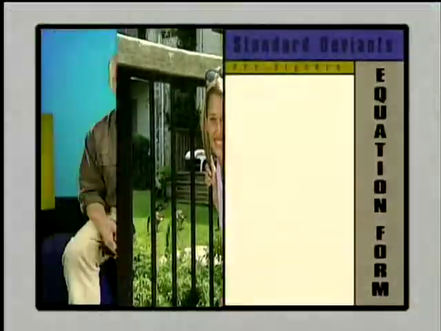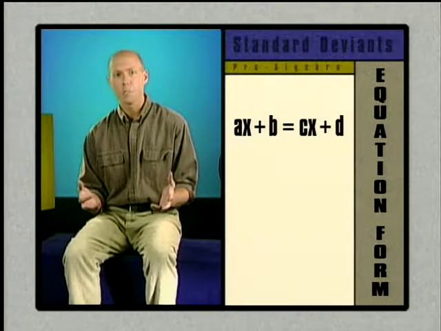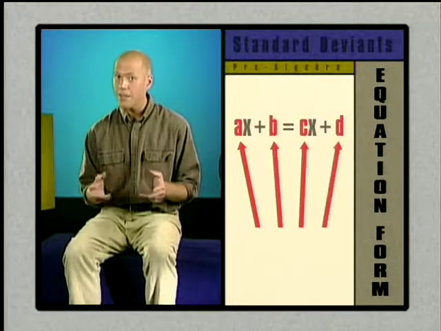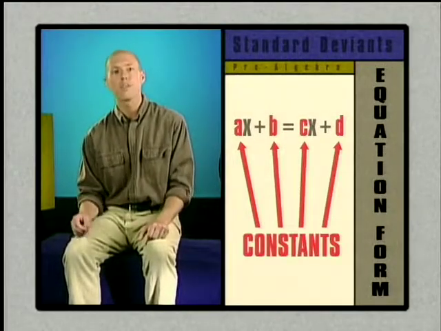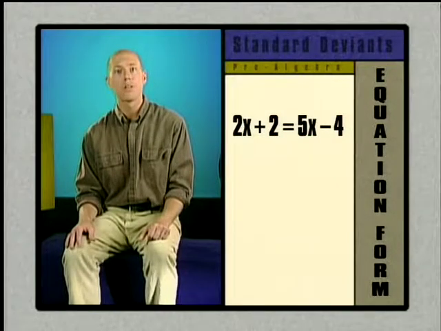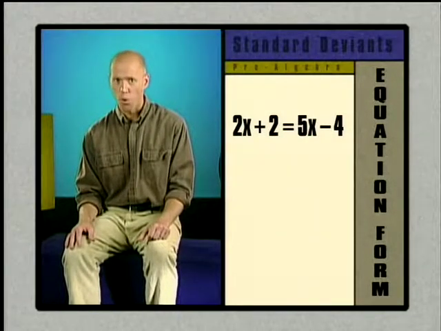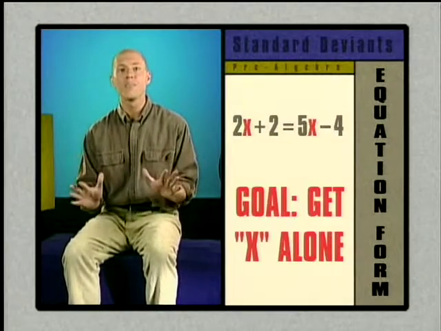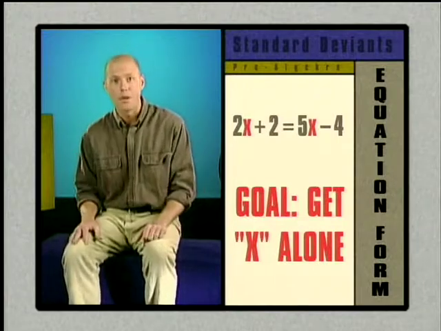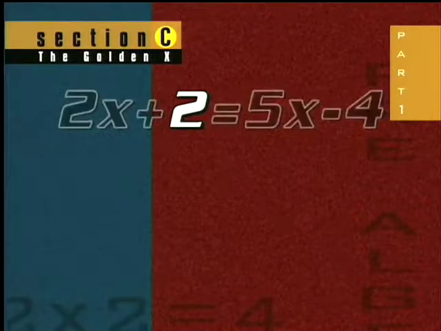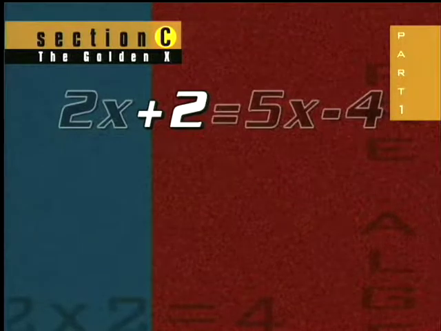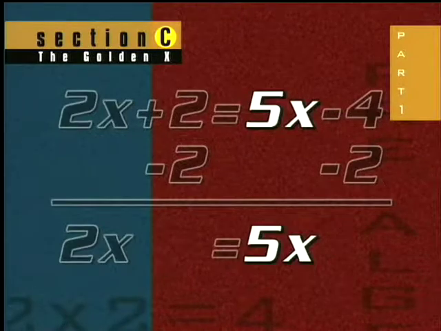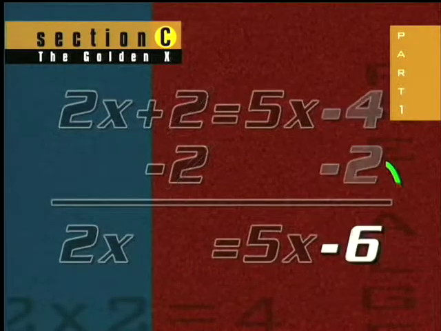Check it out. In letter form, we've got ax plus b equals cx plus d, where a, b, c, and d are all constants. For our example, let's make our equation 2x plus 2 equals 5x minus 4. Now, I know this time we've got more numbers, but our goal is still to get x alone. So, let's do it. Our first step is to move the 2 over with the -4. Since we have a 2 added on the left, we've got to subtract the 2 from each side. Now we've got 2x equals 5x minus 6, and all our constants are together.